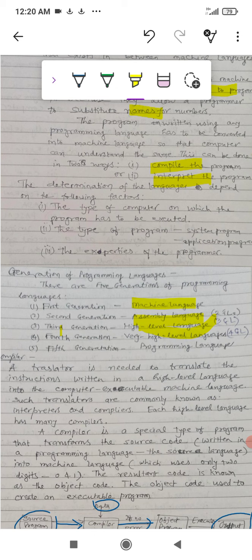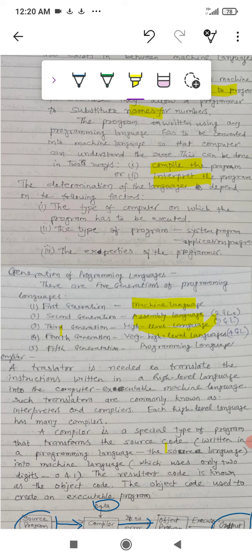It is a translator to translate the instructions written in a high level language into the computer language, machine language. Such translators are commonly known as interpreters and compilers. Each high level language has many compilers.